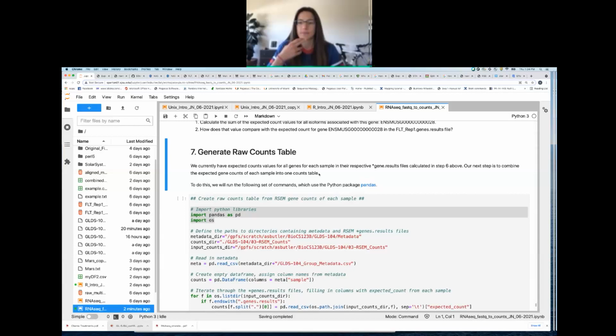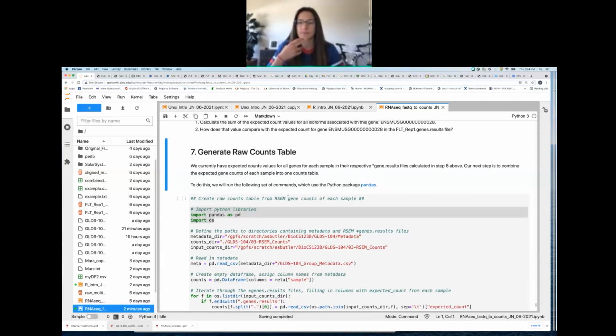So when we do differential gene expression, we're looking at changes in expression for genes. So we're kind of encompassing all isoforms and not specifically looking at differential expression in isoforms, but you could do that if you wanted to. So for our purposes, we're just going to look at all the genes. And so we're going to be importing the information from that genes.results file.